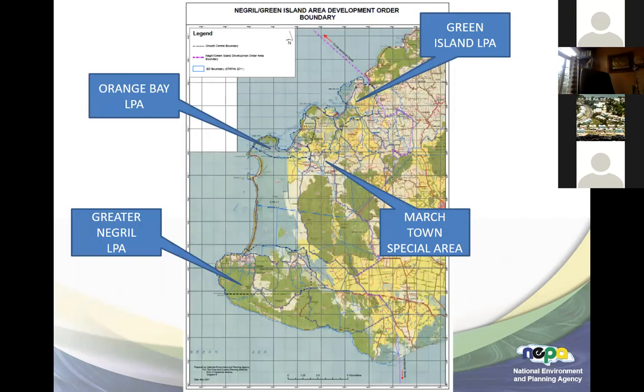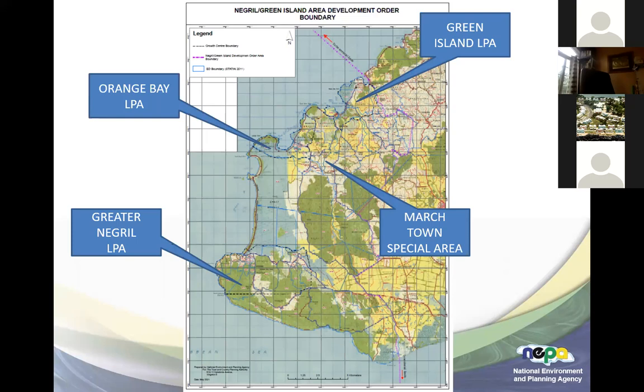All right, so on screen, I'm sharing with you the development order area boundary. The development order area boundary remains the same as that which was contained in the existing or the current confirmed development order. The other area we have identified or we have retained are the local planning areas. So in the confirmed order, we would have had the Negril local planning area. We would also have had the Orange Bay and Green Island local planning areas.